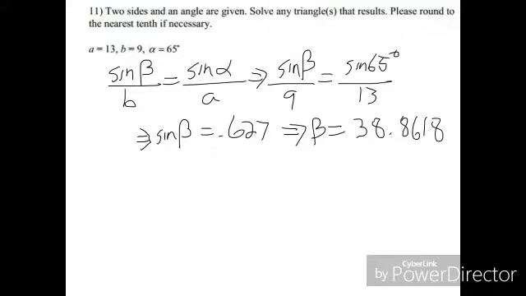Now, although they're only asking us to round to the nearest tenth, I'm going to have to use this beta to find something else. So I want to have extra information. In the last answer, I will then go and round. I don't want to round too early.